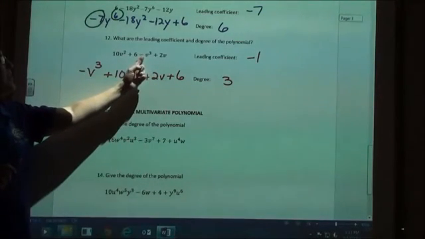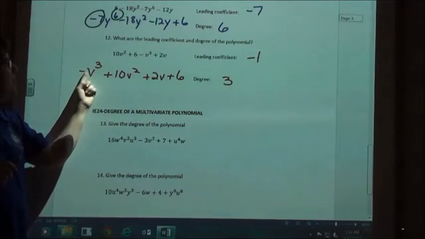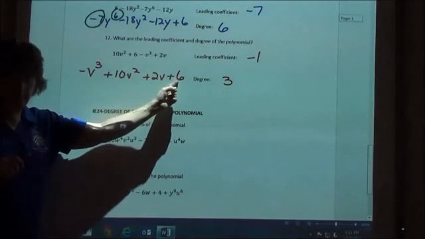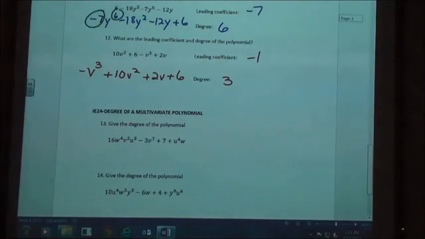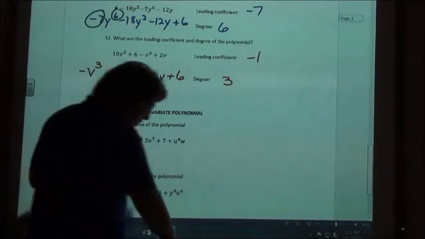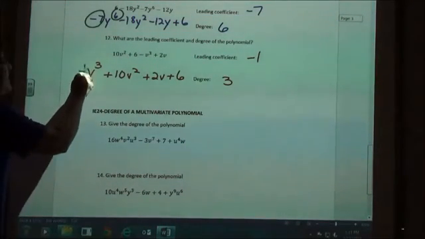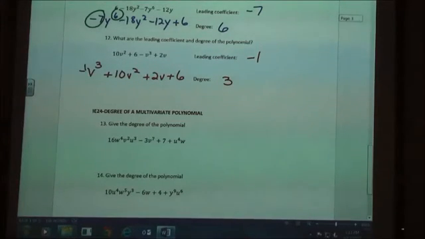So she said we got to start with the negative v to the third since it has the highest exponent. The 10v squared went next. The 2v went next. And the 6, the constant term, the one without an exponent or variable, goes on the end. So then she said, okay, my leading coefficient, they were trying to be tricky, but they didn't fool Rose. This is a negative 1v to the third. So my leading coefficient is negative 1, and my degree is the 3. So if the number isn't written specifically there, we understand that it's a 1, in this case that it's a negative 1, since there's a negative there.